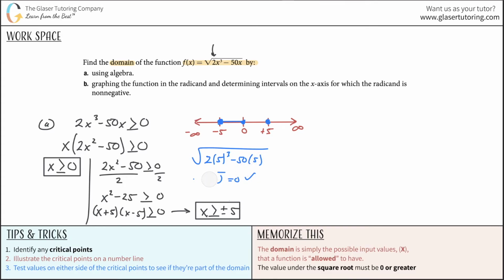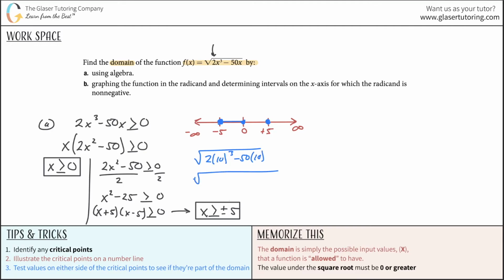Okay. Last but not least, I then have to test this last region, okay? You can choose whatever number you want. Maybe 10 might be easiest, actually. Why don't we choose a value of +10? So again, we're going to check our radical. So 2 times +10 cubed minus 50 times +10, right?